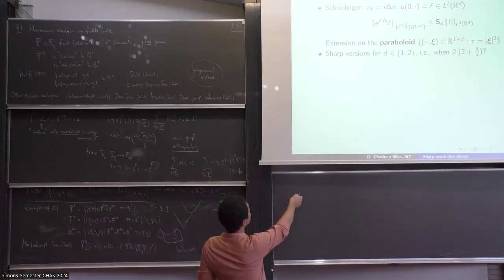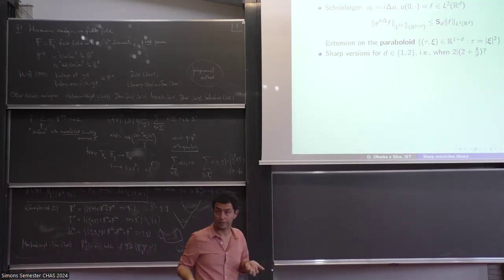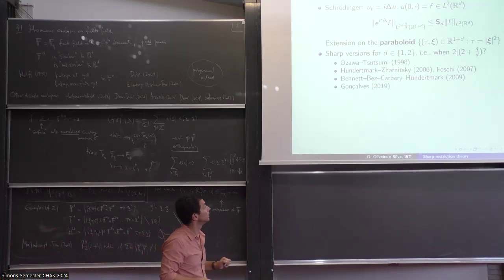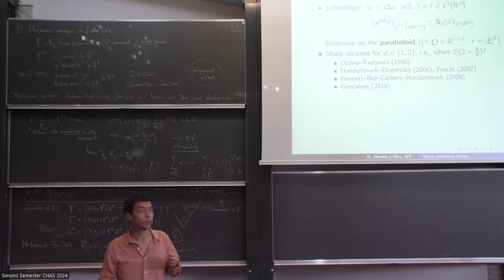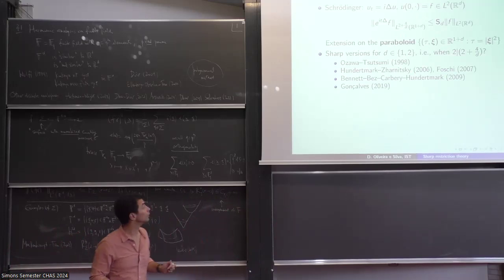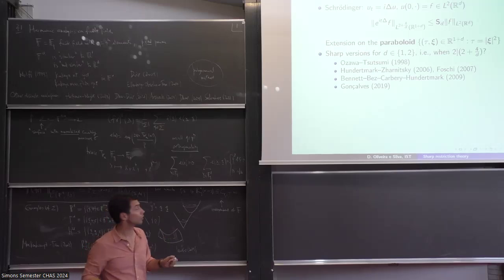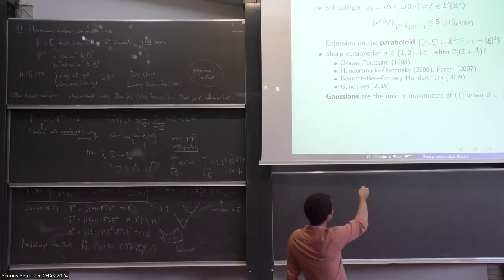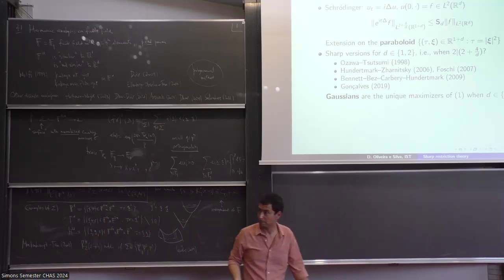This exponent 2 + 4/d turns out to be an even integer in all dimensions when d is 1 and d is 2. And so people attack the problem and try to make it sharp. I mentioned all these works: Ozawa–Tsutsumi for dimension 2, Hundertmark–Zharnitsky, and more or less in parallel Foschi, for both pure normal cases, Carneiro with an alternative heat flow approach, Gonçalves with orthogonal polynomials. They all prove that the Gaussians are the unique maximizers of inequality 1 in all dimensions.